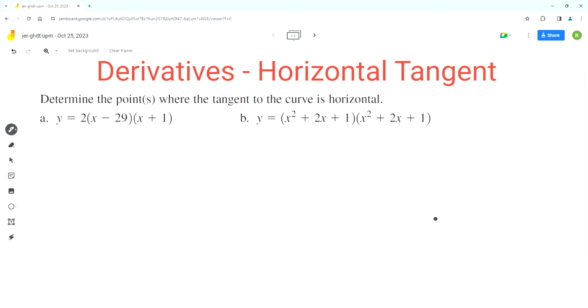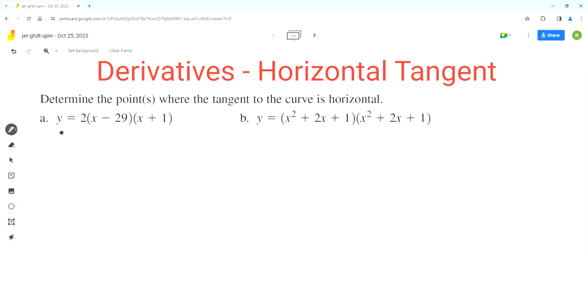So in this video, we'll solve this problem using the concepts of derivative. We have to determine the points where the tangent to the curve is horizontal. Now, if a tangent is horizontal, that means its slope is equal to 0, because a tangent is a straight line. So we have to find the points where the slope is equal to 0.